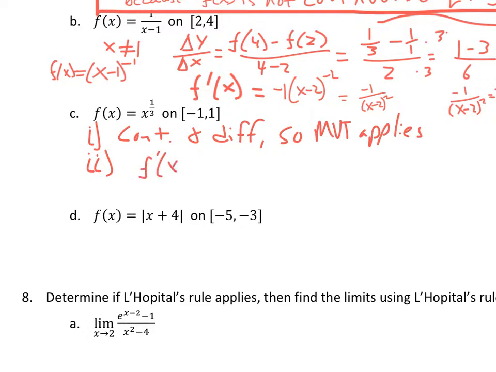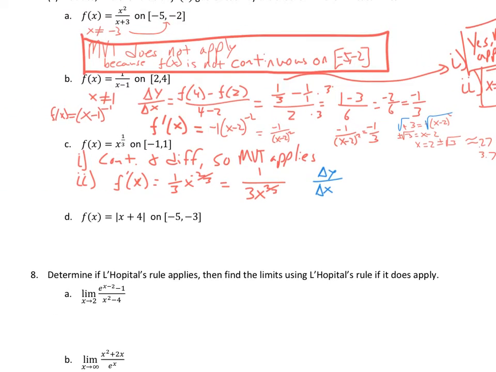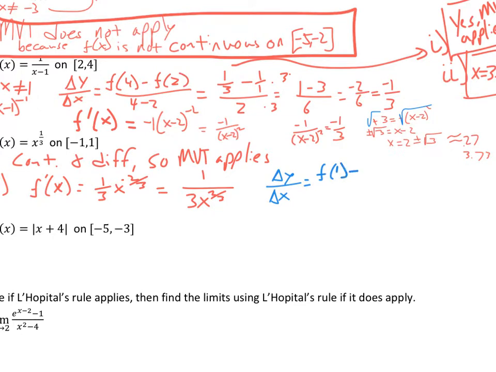f prime of x is going to give us 1/3 x to the negative 2/3, also known as 1 over 3x to the 2/3. Okay, let's find our secant line. So our secant line, delta y over delta x, that's going to be f of 1 minus f of negative 1, all over 1 minus negative 1.